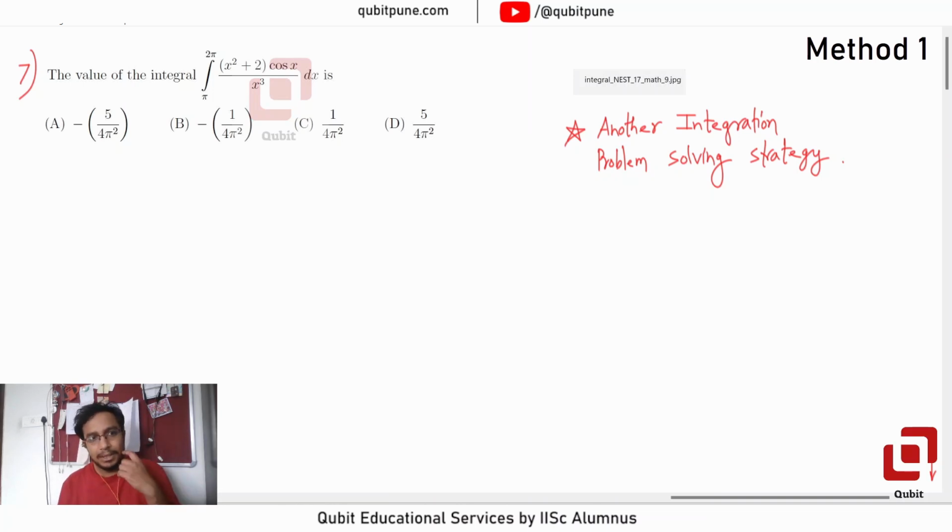Now, because of the involvement of algebraic functions here, it is a bit discouraging to think about the a plus b minus x property, or what you people call King's rule.